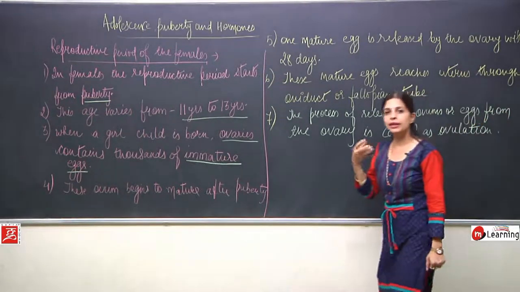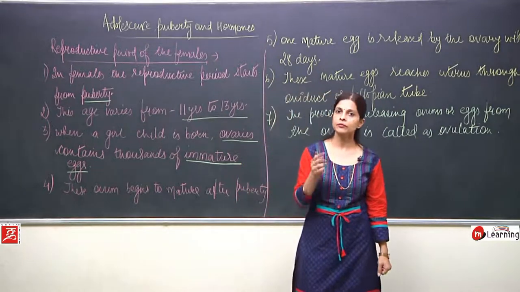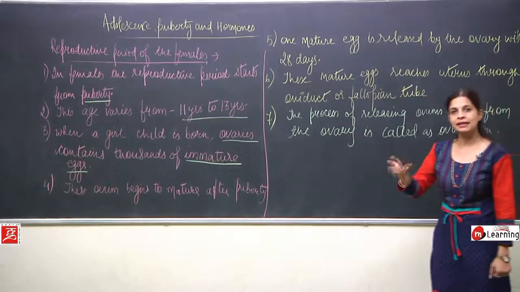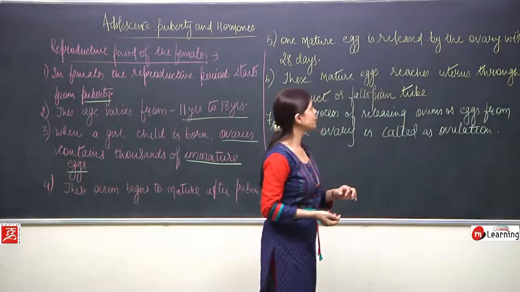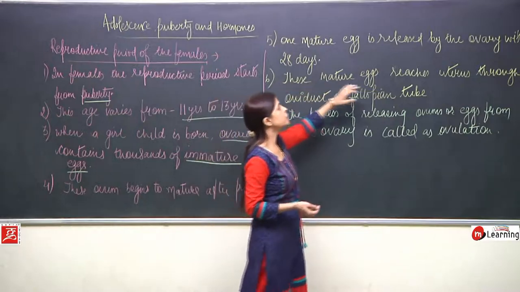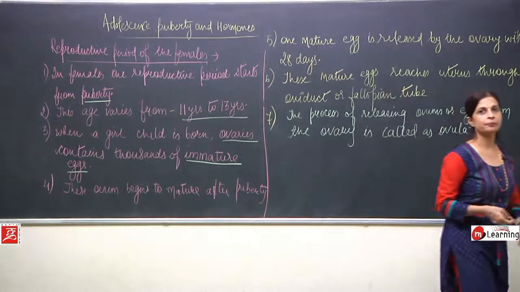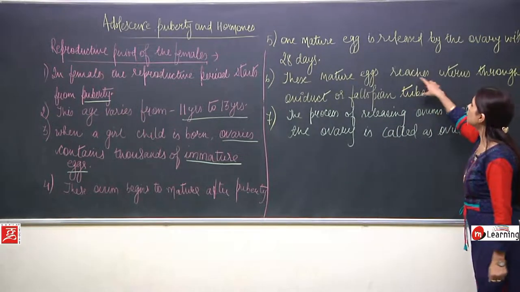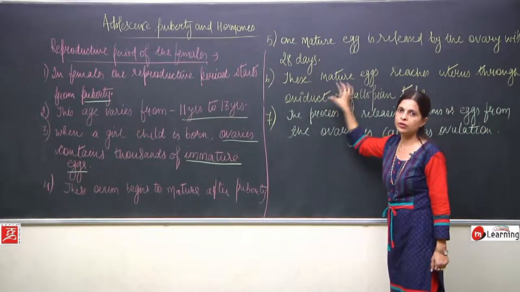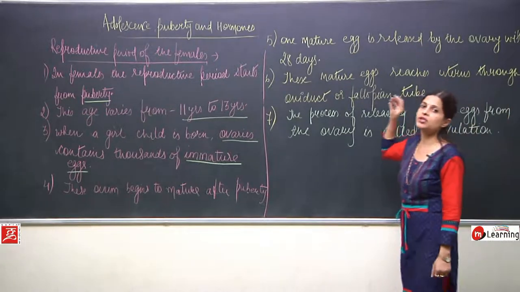Where will this go? Eggs are there in the ovaries, they were immature before. Now as the girl attains puberty, these eggs start getting mature. Ripening of the egg takes place. Now where will this mature egg go? It will go to the uterus. We have studied this in a previous chapter. It will be going through the oviduct or the fallopian tube.